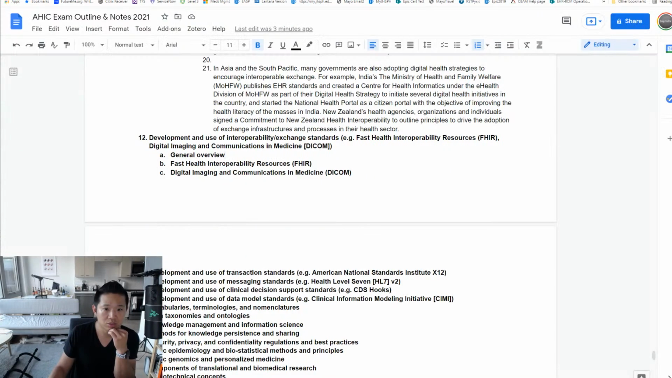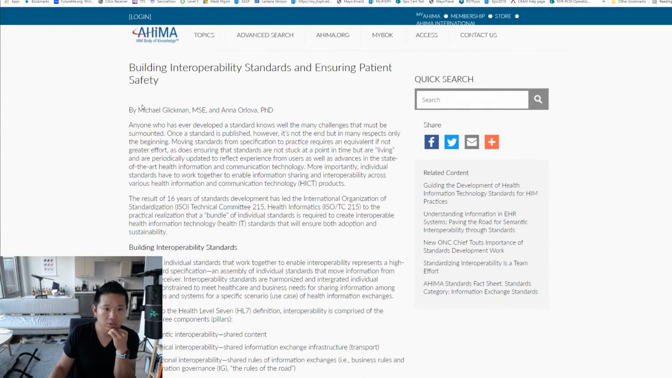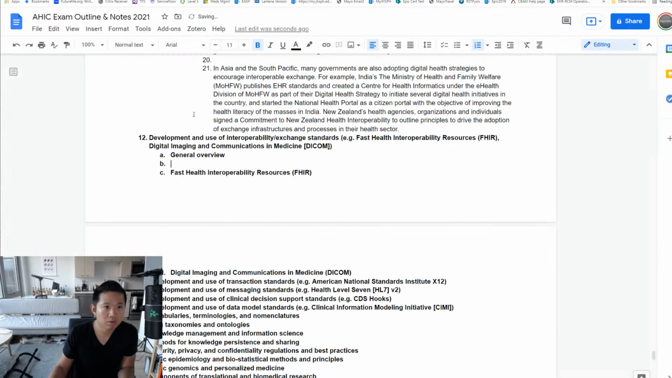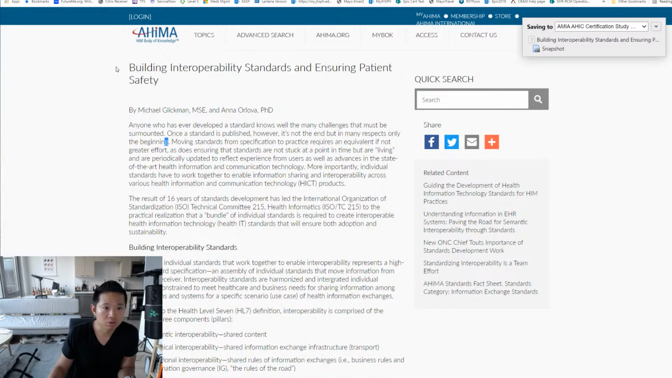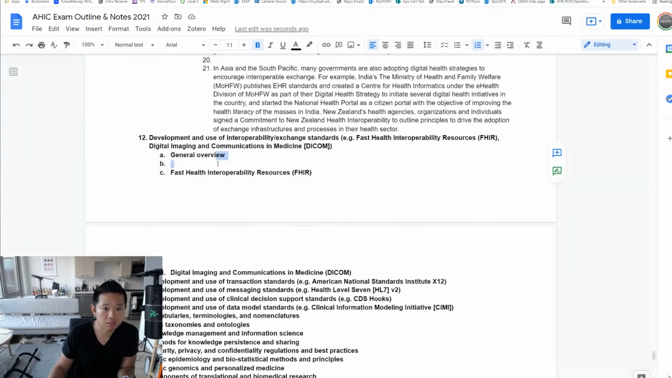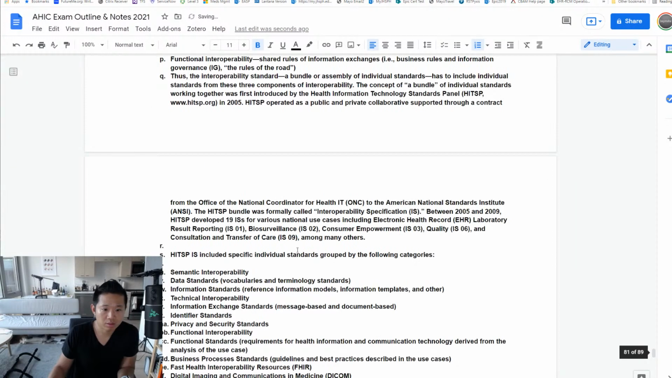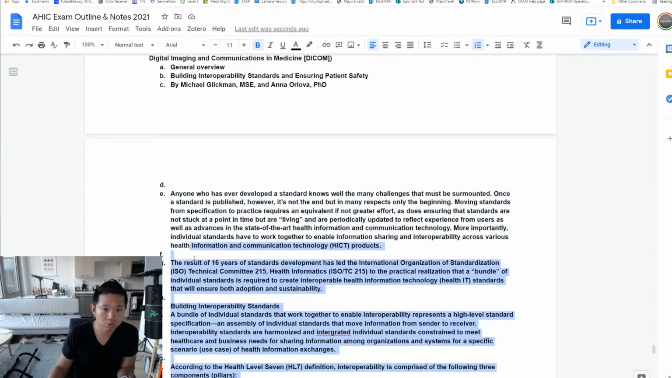Development and use of interoperability standards. I think we'll just go ahead and do this article. Go ahead and give this a cite. Building interoperability standards, and I'm just going to copy and paste. This is the key piece right here, knowing all these different standards. Because FHIR and DICOM both fit into these categories.